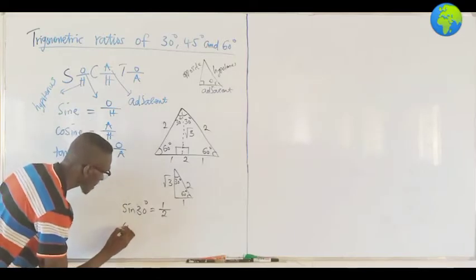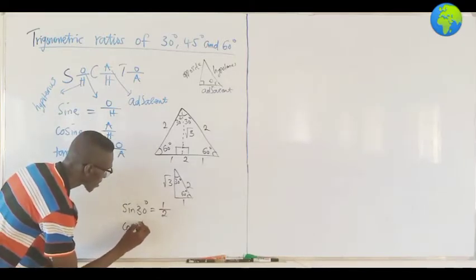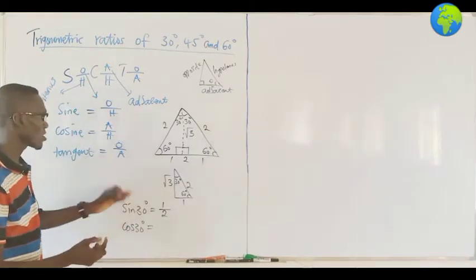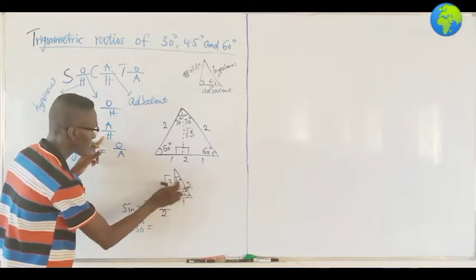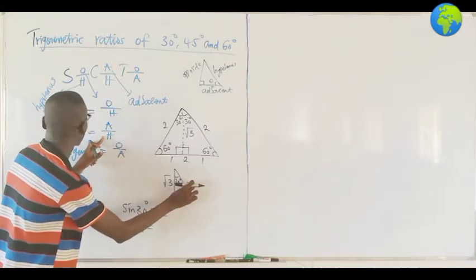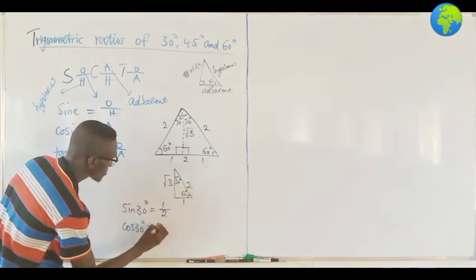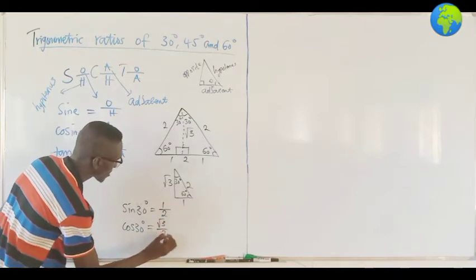How about cos of 30 degrees? Cos is adjacent over hypotenuse. What is the adjacent when it's 30 degrees? That's square root of 3 over the hypotenuse, which is 2. So it's going to be square root of 3 over 2, right?